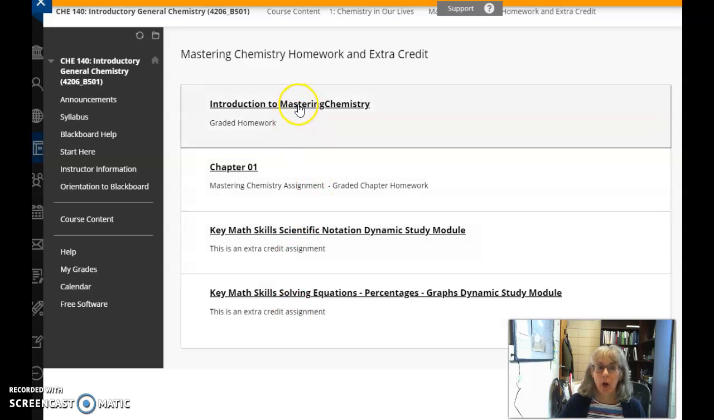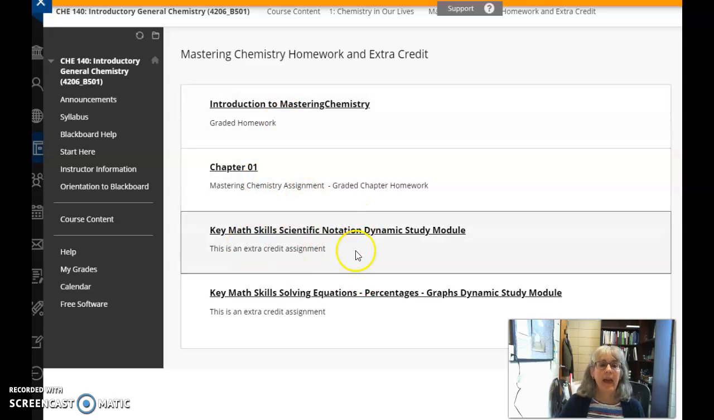Here we've got graded homework at the top. This is homework you must do or you'll be penalized for it. This time we have 2 of them. Usually there's just 1. And then there's dynamic study modules. Dynamic study modules are all extra credit. They're incredibly useful, but they take a little bit of time, and so I don't make them mandatory.